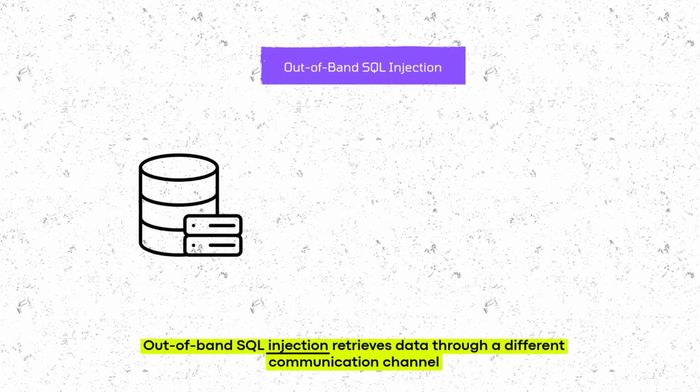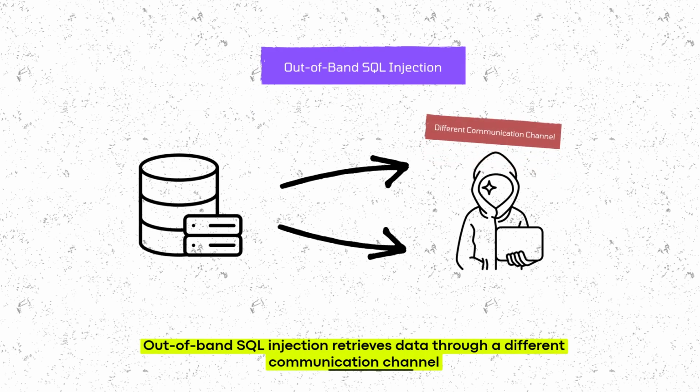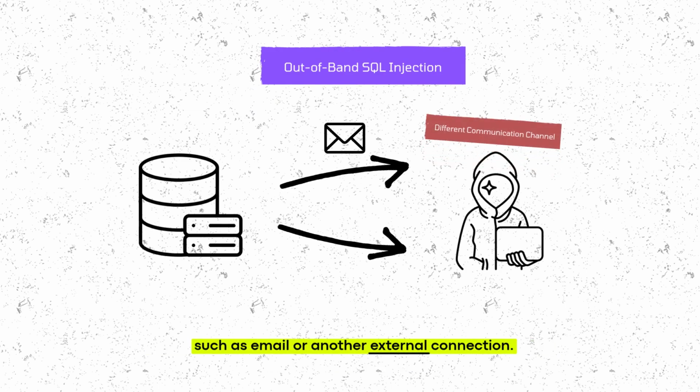Out-of-band SQL injection retrieves data through a different communication channel, such as email or another external connection. This technique may be used when normal data retrieval is limited, but outbound database connections are weak.